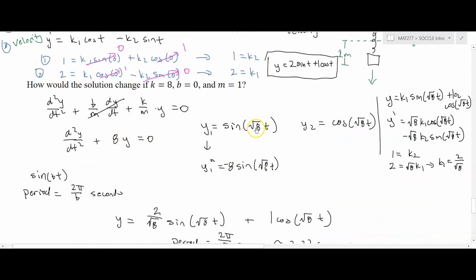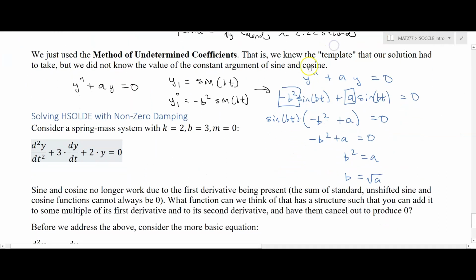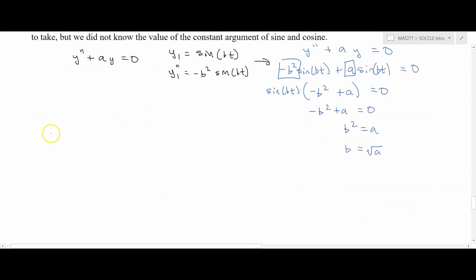the square root of 8 was a function of the fact that this was an 8 here, and if a was 8, then b had to be the square root of that number. So this is just another way to show it. Let's just take a look at one more example.